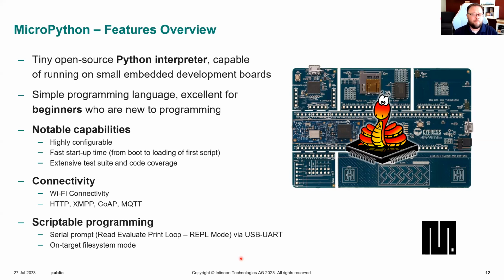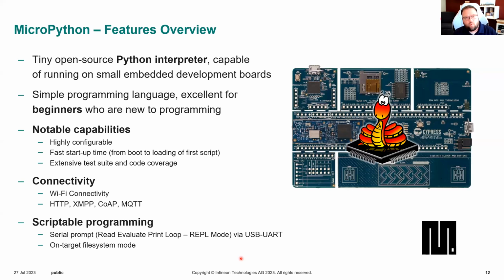Some of the notable capabilities: it's highly configurable, has a very fast startup time, and has a built-in extensive test suite and code coverage built into the capabilities. So as we release ports and capabilities, they're all tested. Lots of connectivity options. The ones we'll call out specifically are Wi-Fi connectivity and then various protocols, whether it's HTTP, XMPP, CoAP, MQTT, with various libraries all supported inside that ecosystem.